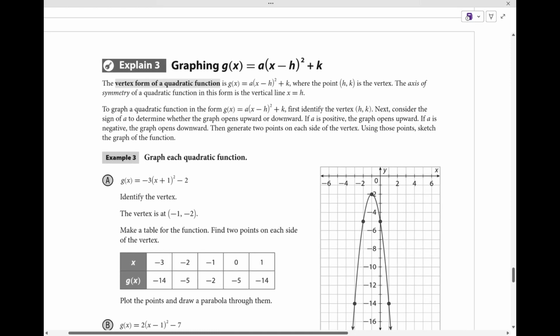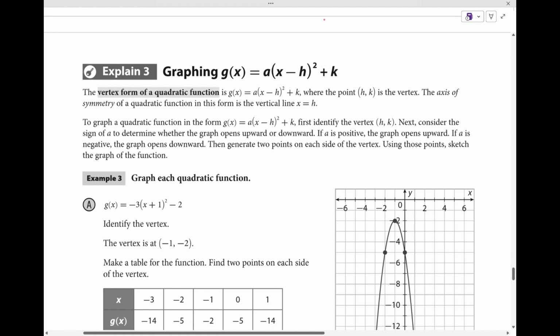The vertex form of a quadratic function is all those parts together. So I have the a value, I have that k value, remember that's my vertical translation, and I have my h value, that's my horizontal translation. The axis of symmetry of a quadratic function in this form is the vertical line x is equal to h.